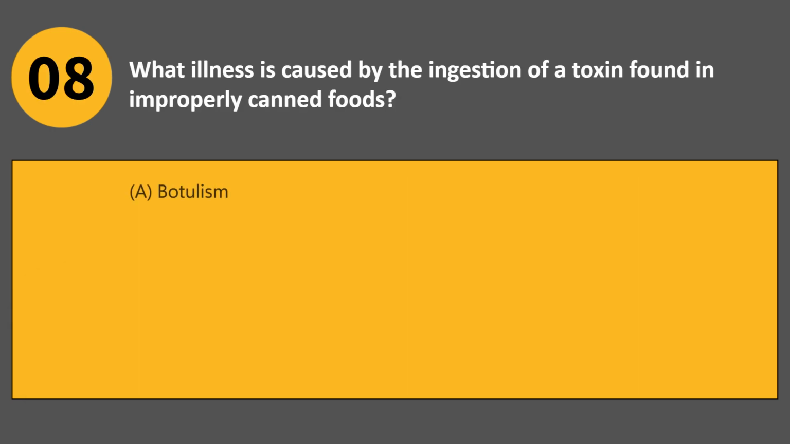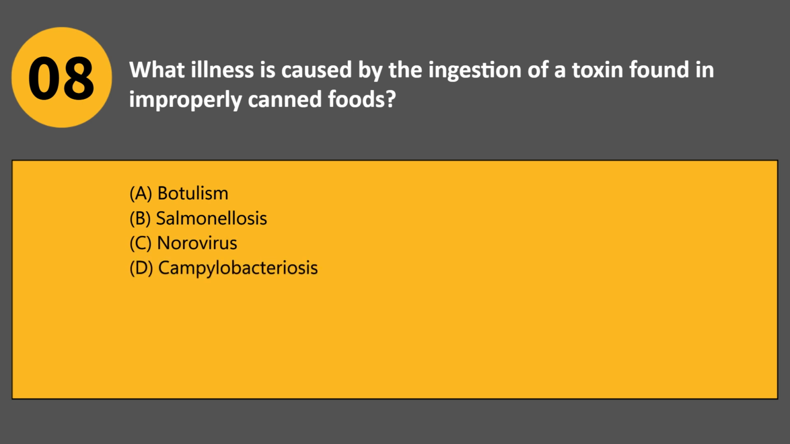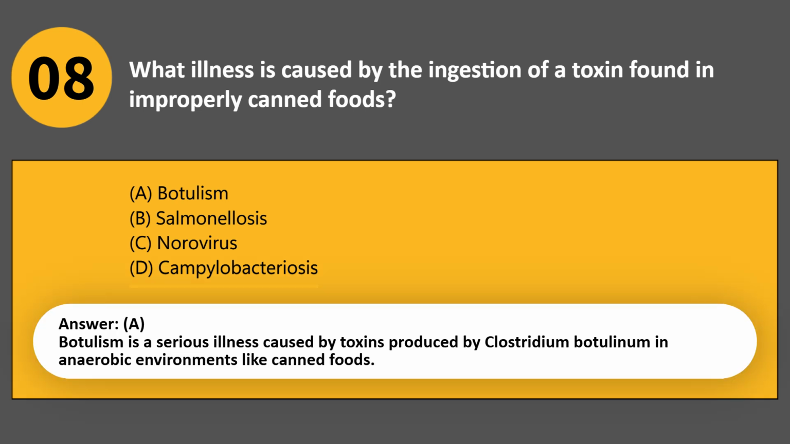What illness is caused by the ingestion of a toxin found in improperly canned foods? A. Botulism. B. Salmonellosis. C. Norovirus. D. Campylobacteriosis. Answer, A. Botulism is a serious illness caused by toxins produced by Clostridium botulinum in anaerobic environments like canned foods.